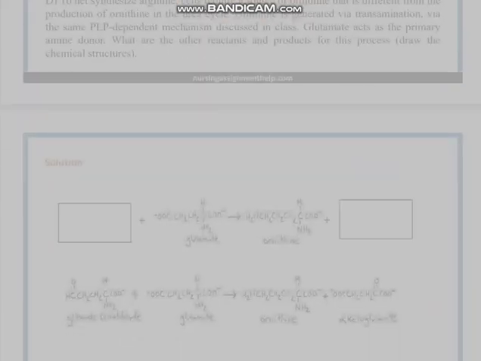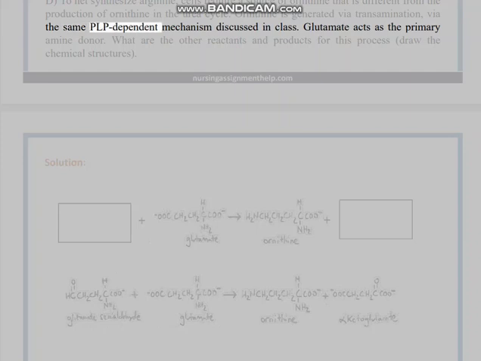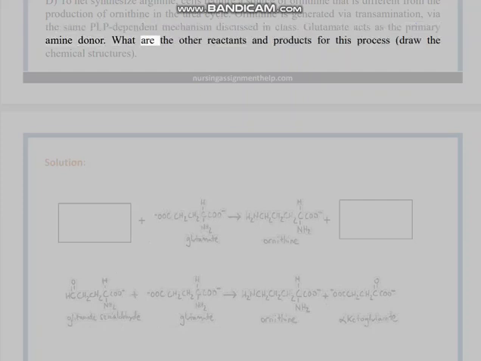D. To net synthesize arginine, cells require a source of ornithine that is different from the production of ornithine in the urea cycle. Ornithine is generated via transamination, via the same PLP-dependent mechanism discussed in class. Glutamate acts as the primary amine donor. What are the other reactants and products for this process? Draw the chemical structures.